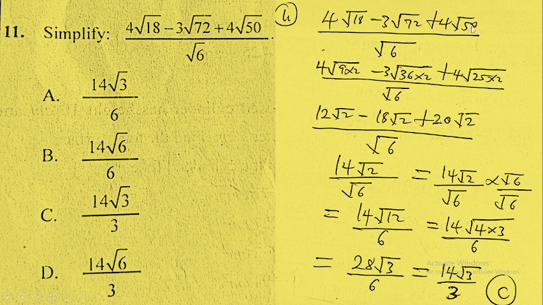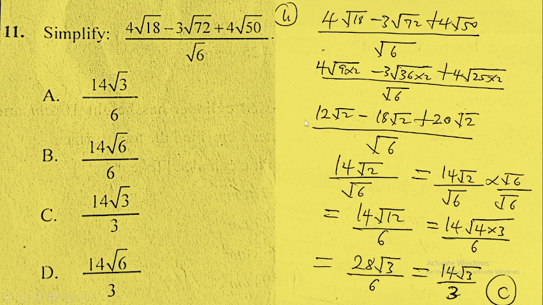Also for surd 50, 25 times 2, 25 is a perfect square. So what is root 9? That is 3. 3 times 4 will give us 12, and root 2 left. So what is root 36? That is 6. 6 times minus 3 will give us minus 18. Then we have root 2 left. Then plus, what is root 25? That is 5. 5 times 4 will give us 20. Plus, we have root 2 left over root 6.